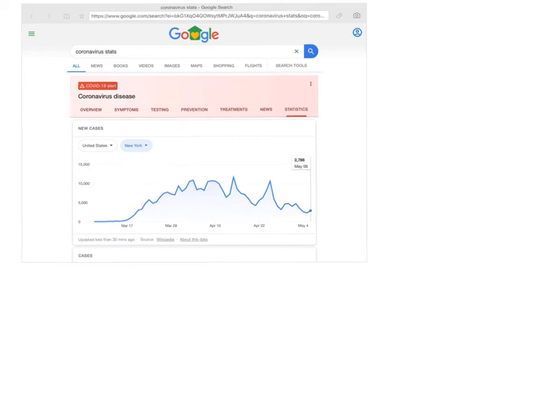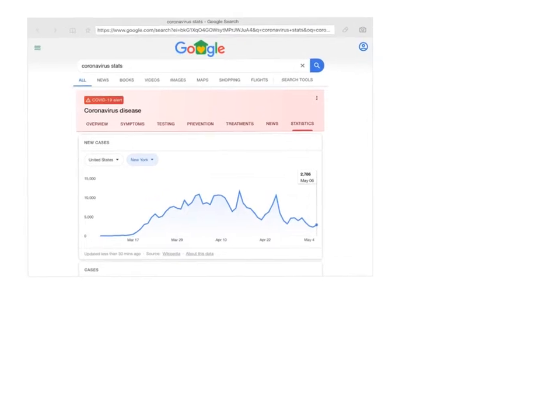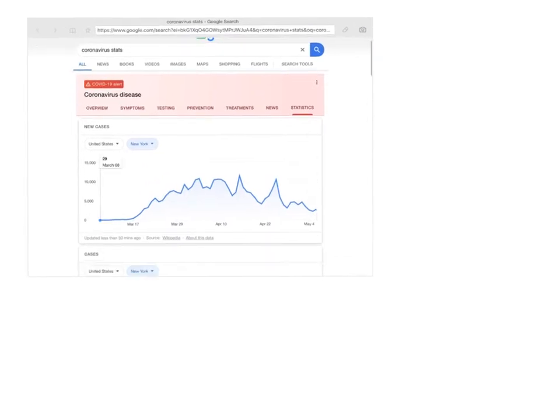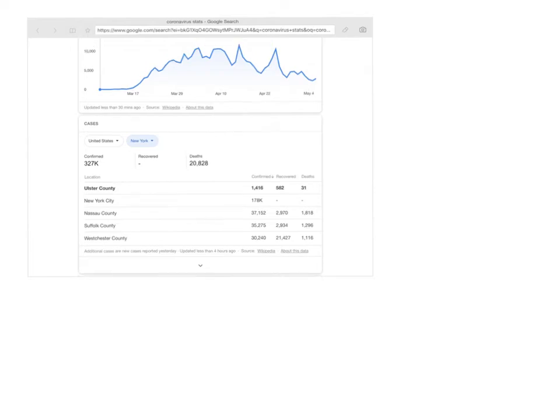I'm starting this lesson out actually from a web browser. So here I Googled coronavirus stats and I got this little graph for New York. And if I scroll down the page a little bit on this web browser, I can get some more statistics for our county. So I'm actually interested in comparing Ulster County versus the rest of the state. So I'm going to take some of this information and put it in a two-way table.